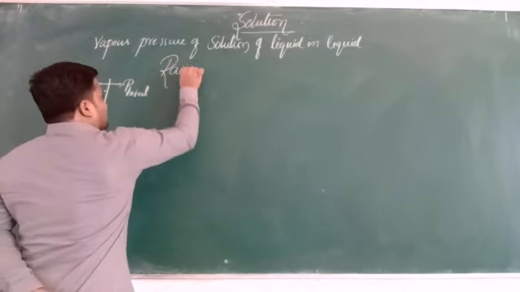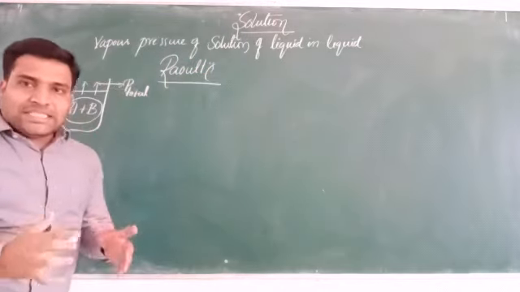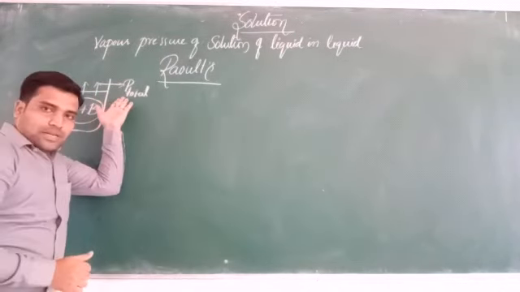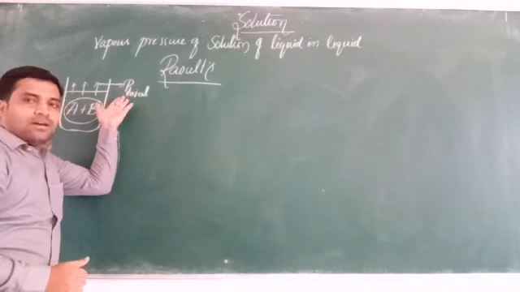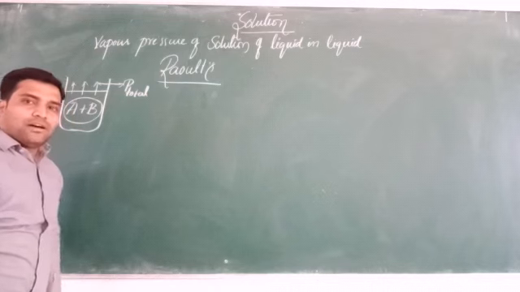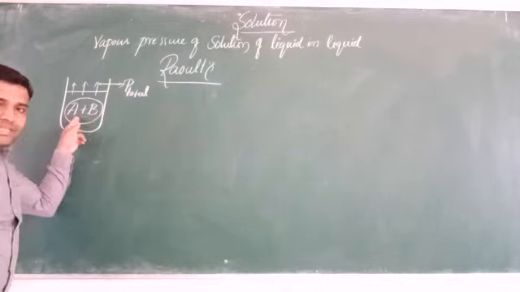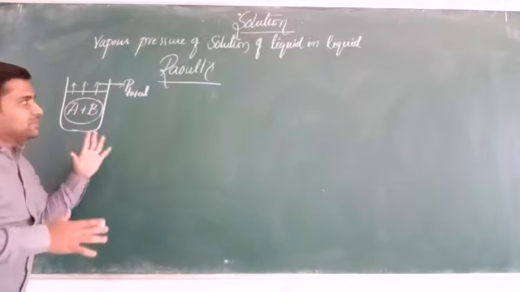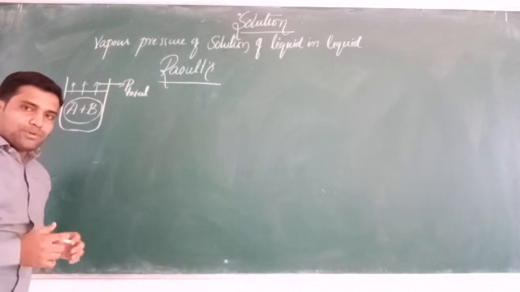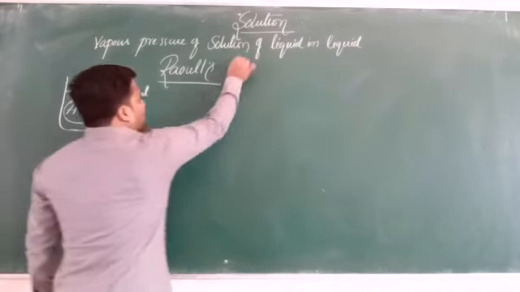That is Raoult. So he gives a quantitative relationship between vapor pressure, I mean partial vapor pressure of liquids, and mole fraction of the components of those liquids, that is component A and B. That means he gave a quantitative relationship between vapor pressure and mole fraction of the components present in the solution. So that law is called Raoult's law.